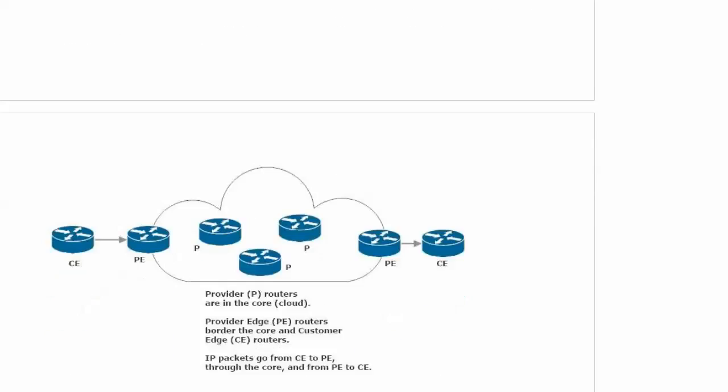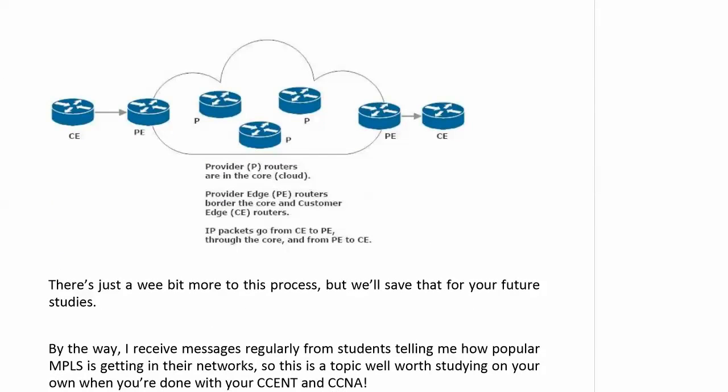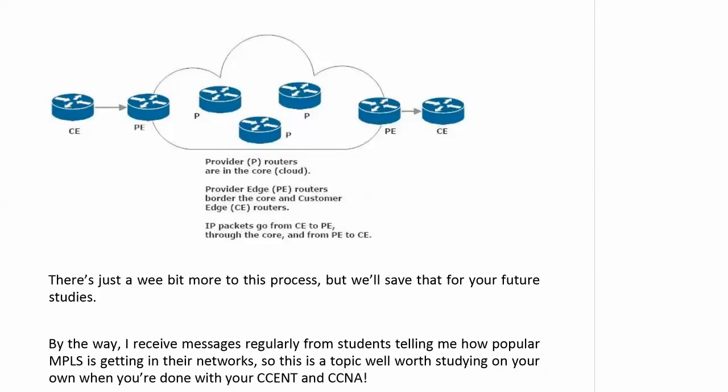And let me bring that up real quick right here. Again, we've got a cloud here. Your provider routers are going to be marked with a P. Those are your service provider routers. We have nothing to do with those. And they're going to be in the core of the whole thing. The provider edge routers border the core and the customer edge routers. And the customer edge routers, of course, the CE routers.